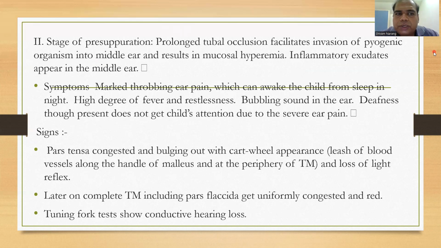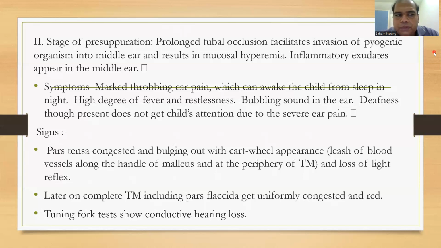Now, the patient develops high-grade fever and is restless. There is a bubbling sound in the ear. The patient will complain of fullness of the ears, and usually children are affected, so the child does not get attention. If this does not get proper attention, then the patient will develop severe ache.